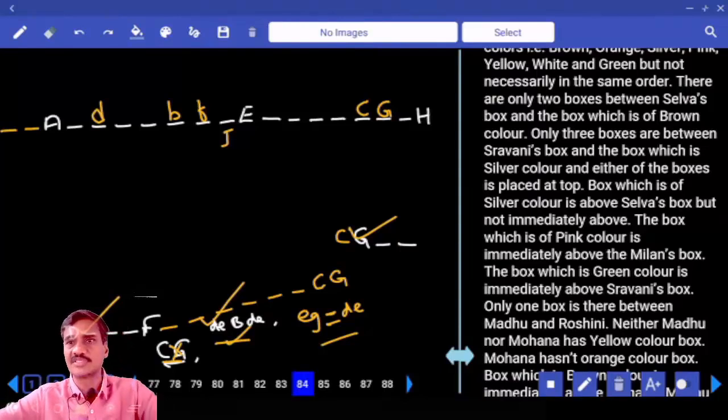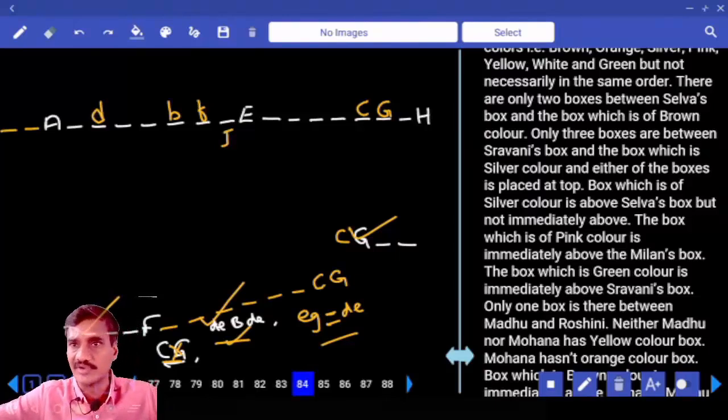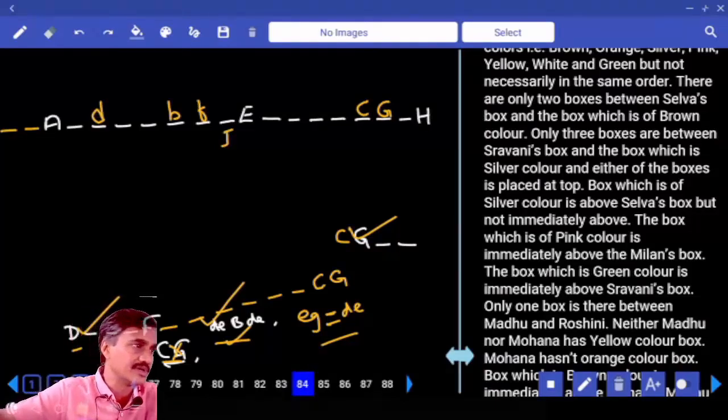1 2 3 4 5 6 7 8 రాసుకోవచ్చా? ఎప్పుడు అలా రాయకండి. Unless and otherwise the position is given. And green box is third from the bottom or fourth from the top. అలాంటి ఇన్ఫర్మేషన్ ఇస్తే అప్పుడు నెంబరింగ్ ఇవ్వండి. Or else please do not give the numbering to this one.